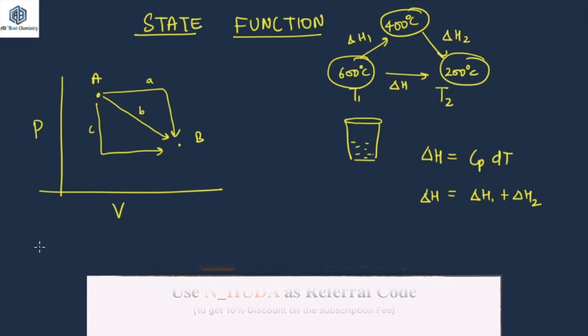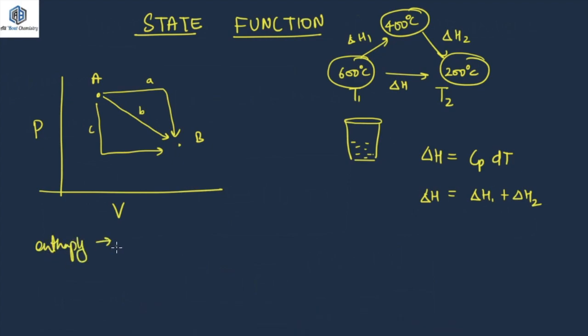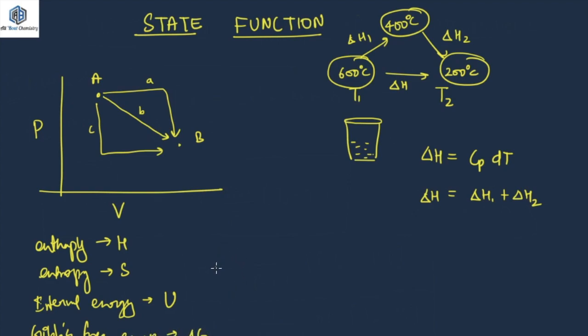Let me write down some of them. You have enthalpy, which is capital H, then entropy given by capital S, then internal energy given by capital U. Then you have Gibbs free energy, which is given by capital G. Then you have Helmholtz free energy, which is given by A. All of these are examples of state functions. Even your volume is an example of a state function, which is written as capital V.